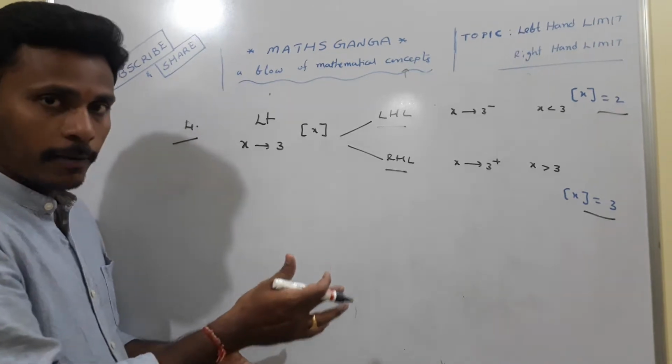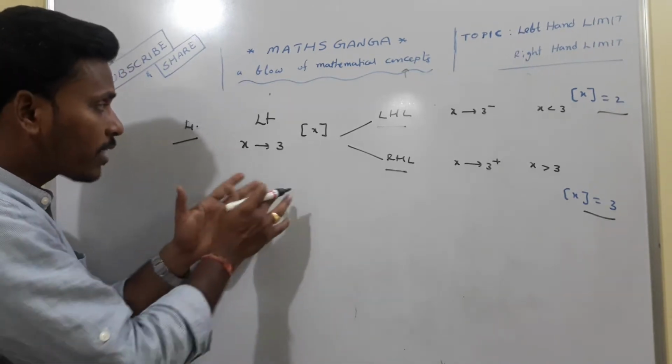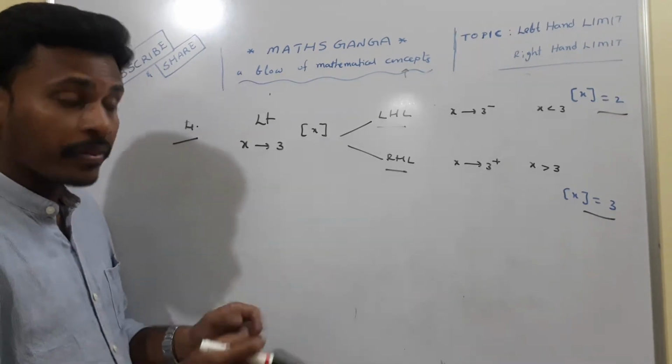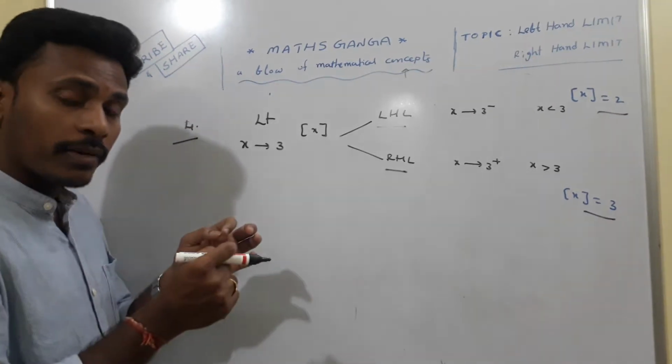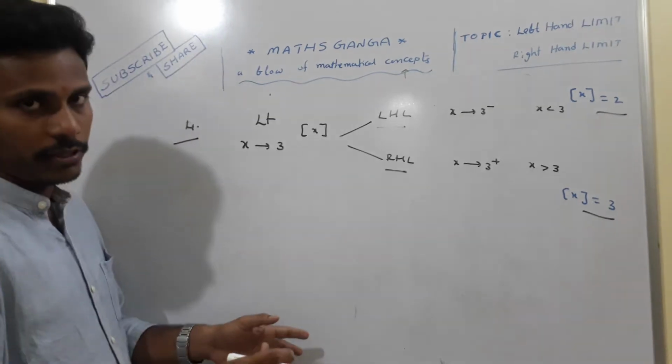Since they are different, we say that limit x tends to 3 of step x does not exist, but limit x tends to 3 minus of step x exists, whereas limit x tends to 3 plus of step x also exists, right?